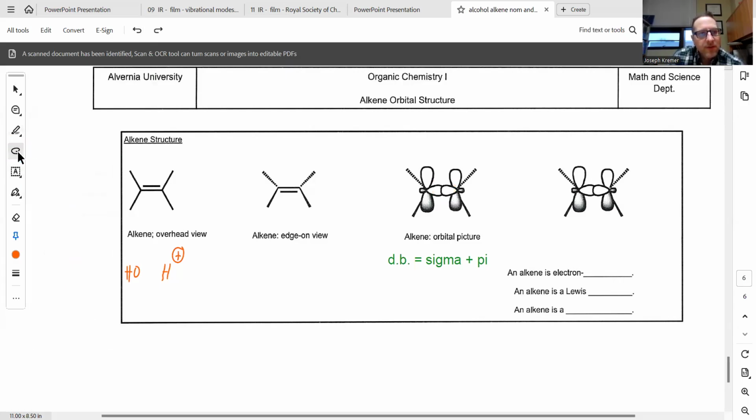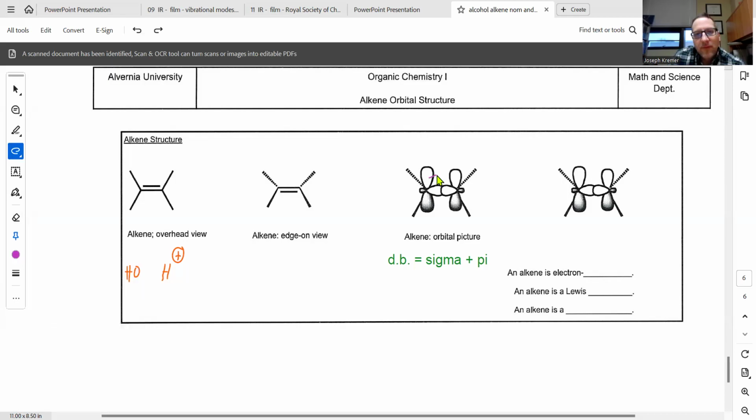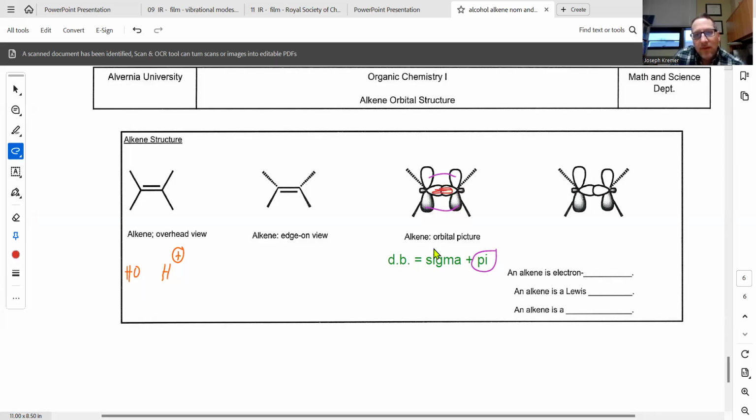You probably already know this, don't you? Whereas I'm fumbling around trying to get this to work here. So, what to do? It was going so well, wasn't it? There's pi overlap. You already know that, don't you? You didn't need me to belabor it. And here's sigma overlap. How about red? Yeah, there's sigma overlap.